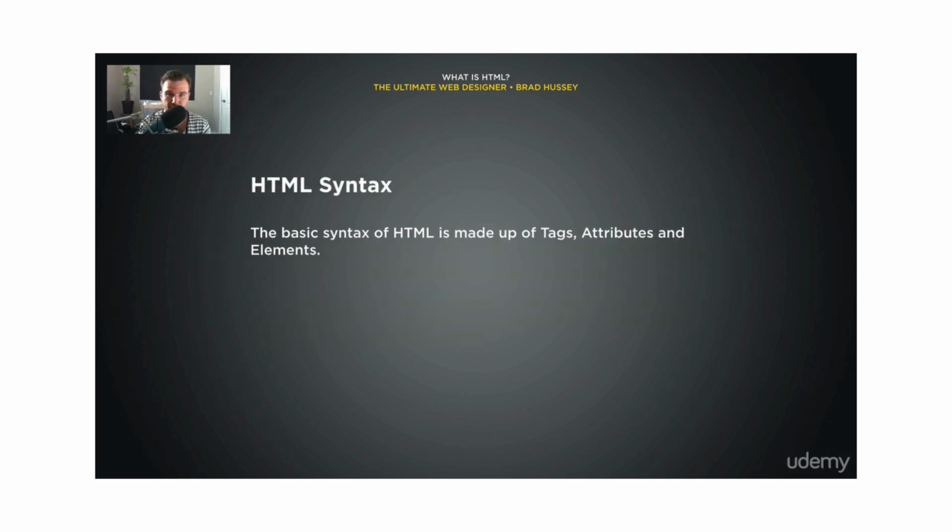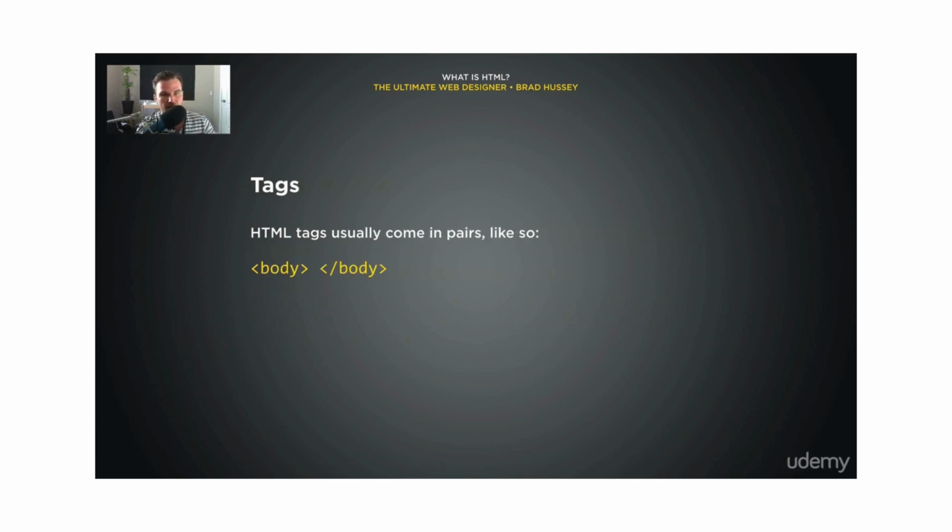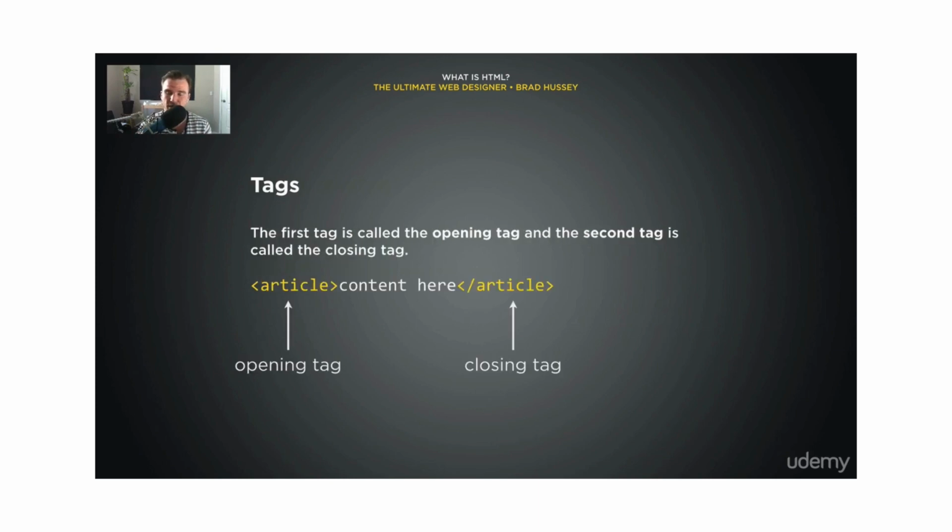The basic syntax of HTML is made up of tags, attributes, and elements. HTML tags are tag names surrounded by angle brackets on either side, like so. We have the HTML tag. HTML tags usually come in pairs, like this. We have the opening and closing body tags. And note that the closing body tag has a / right after the first angle bracket. The first tag is called the opening tag. The second, the closing tag. So in this example, we have the opening article tag, the closing article tag, and the content sits between the two.